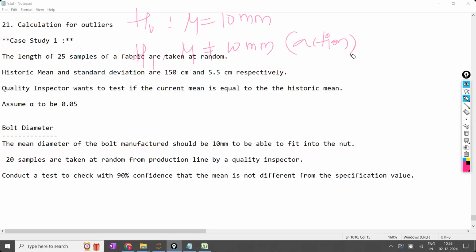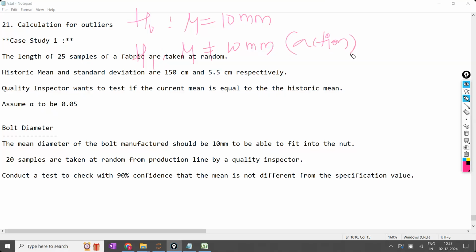For the company owner, it is not about the diameter being greater than 10 mm. If it is 12 mm or 13 mm, it will not fit properly in the nut. For them also, it should be exactly 10 mm. Right? Now step 1 is completed. What is step 2?